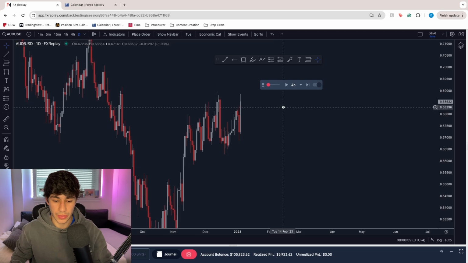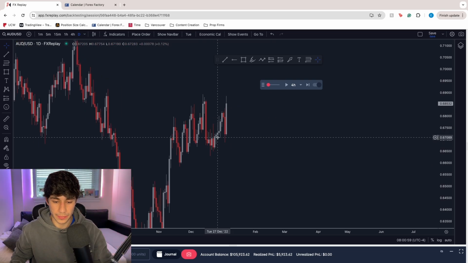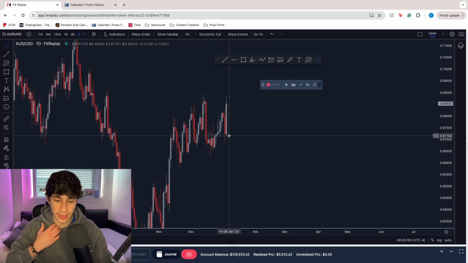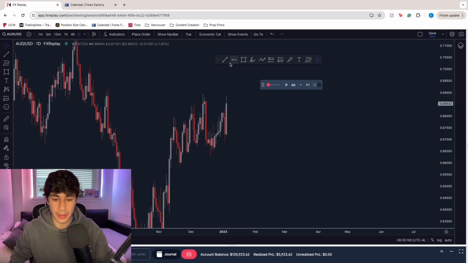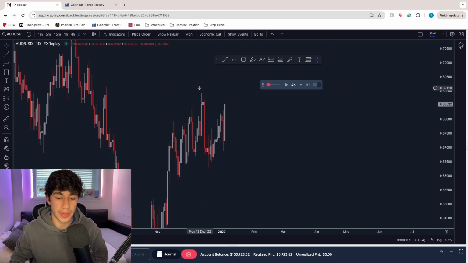So price continue going up, respecting a bullish trend. So now we're very close for price to reach this high here that I'm very confident that it will reach.